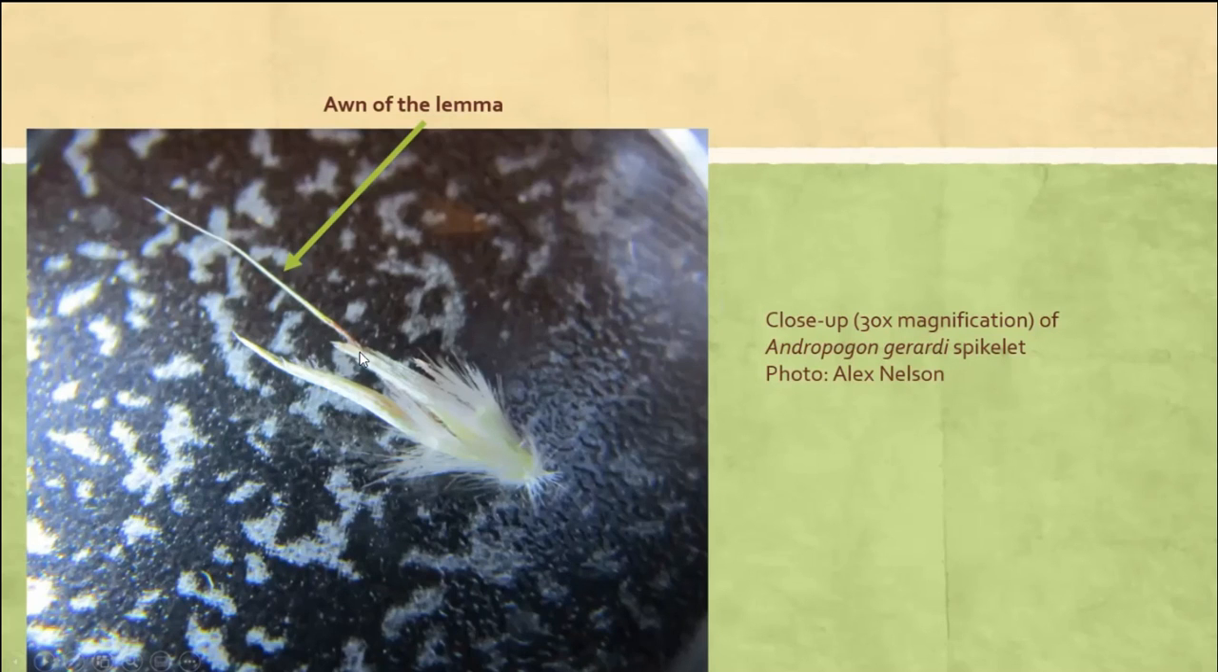And then our lemma is this middle projection. The palea is wrapped up inside of the lemma, and so is our flower. So our flower is wrapped up in between this lemma and the palea. That's not really visible in this image. And then projecting from the lemma is this long hair-like projection called the awn. This one's got a really distinctive awn, and it actually has a little bend in it. And that's another feature that you can use to identify your grass: it has what's called a geniculate awn, or an awn that has a bend in it. But again, that's a little bit more technical than I think we ought to worry about today.